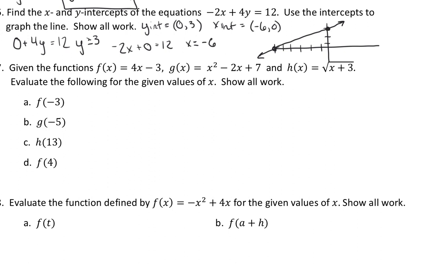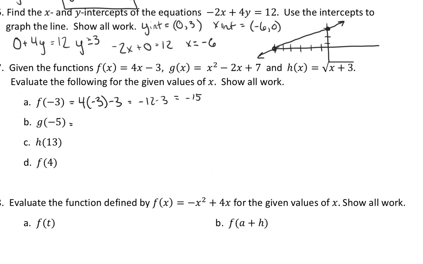All right, question 7. Given the function f of x equals 4x minus 3 and g of x equals x squared minus 2x plus 7 and h of x equals the square root of x plus 3, evaluate the following given values of x. Show work. So f of negative 3. For this one, we're just going to plug in negative 3 wherever we see x. So that's going to be negative 12 minus 3, which is equal to negative 15.